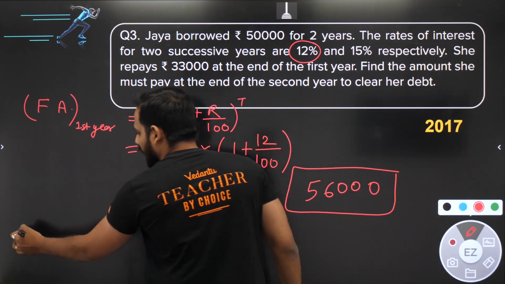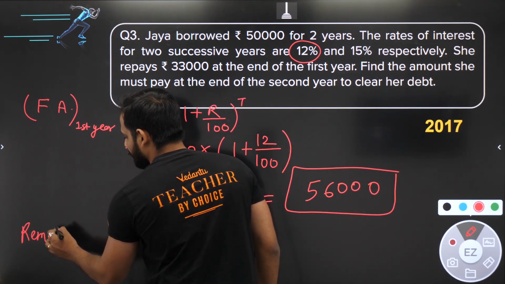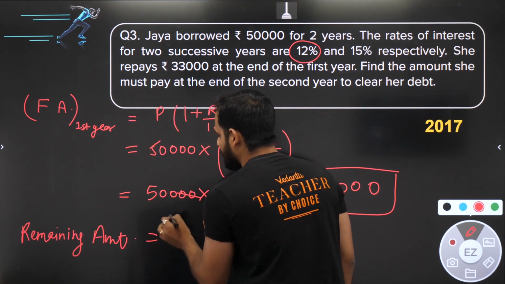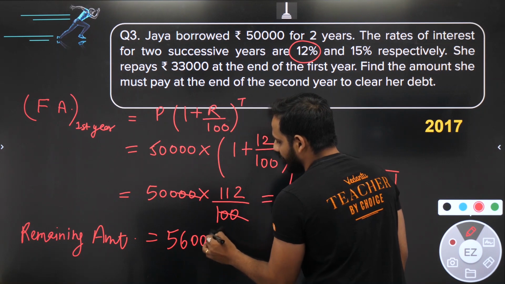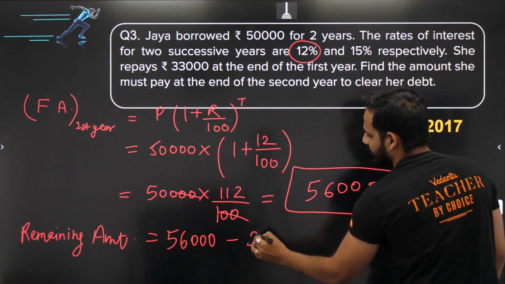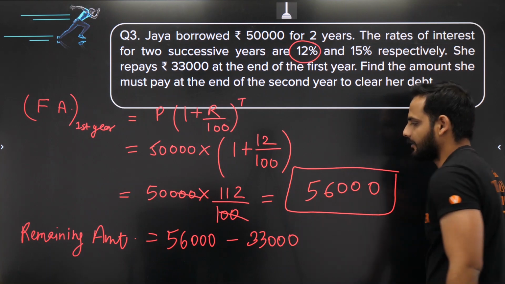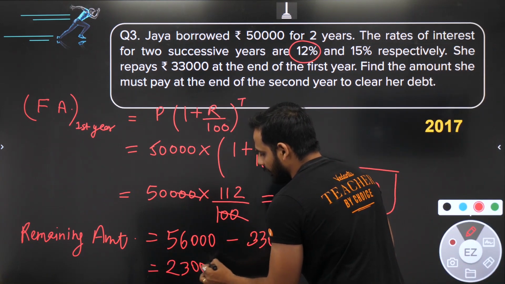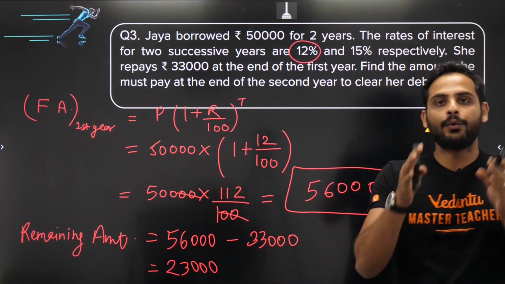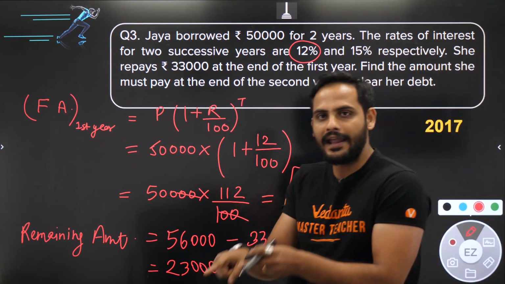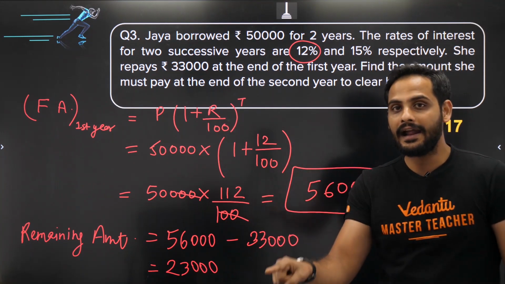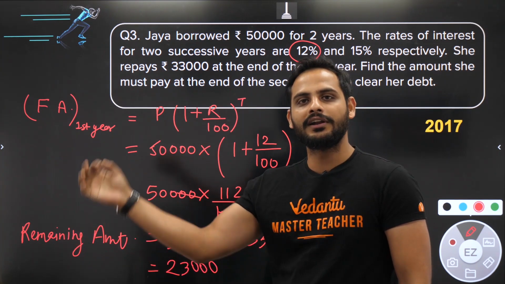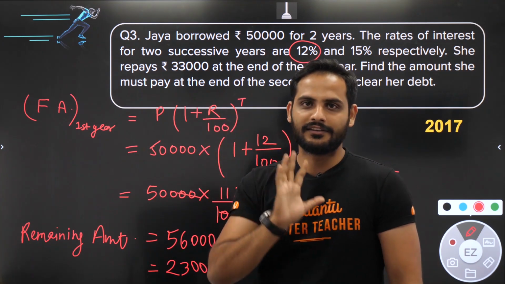So I can say now the remaining amount for the second year, what will be the remaining amount? 56,000 minus whatever she has repaid, which is 33,000. So what are you getting? You are getting 23,000 as the remaining amount. She has to pay 23,000 more at the end of the first year. At that same moment, if she pays 23,000 more, her loan will be done. But this is not the case.